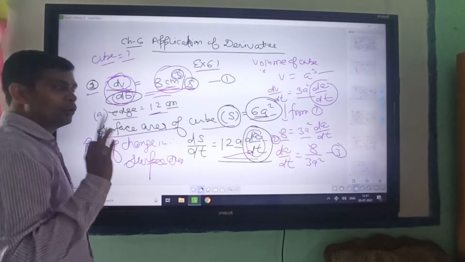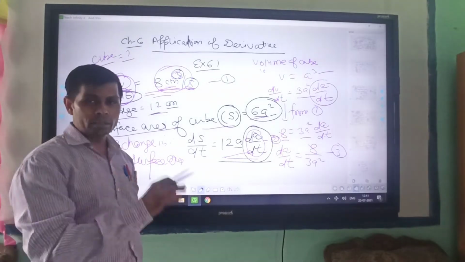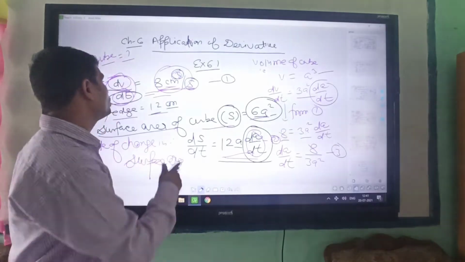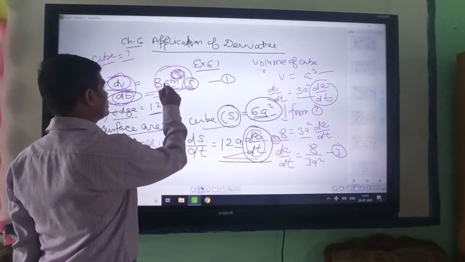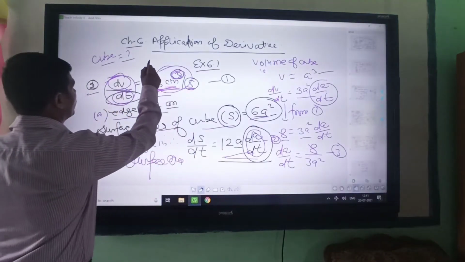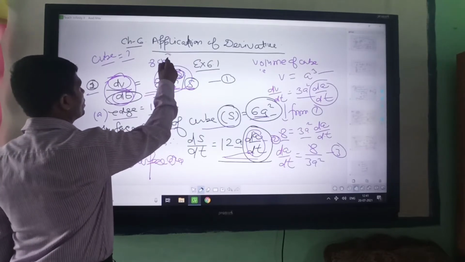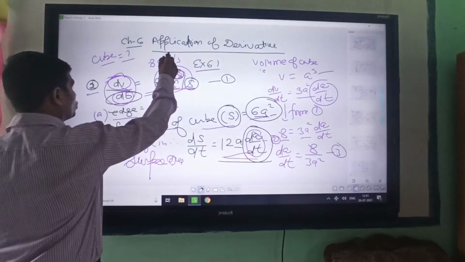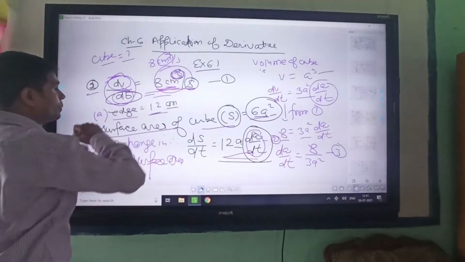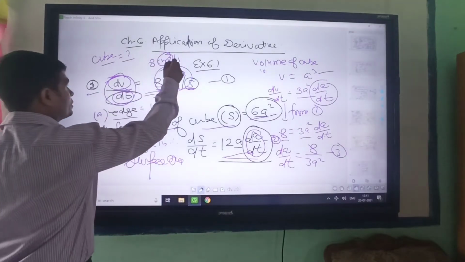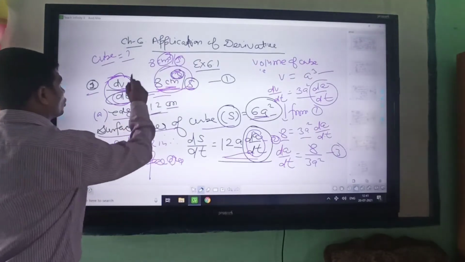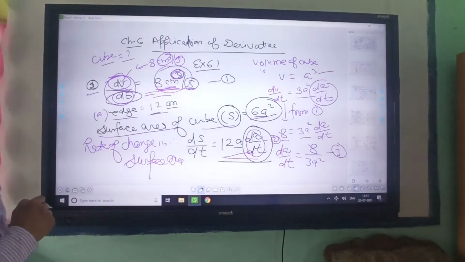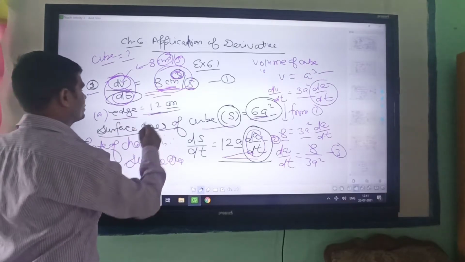Although volume is written in the question, if it is not mentioned and some confusion is there, you should see the units. What is the unit of this one? First of all, you should write down 8 cubic centimeter per second. Cubic centimeter is the unit of volume, everybody knows, and second is the unit of time, so obviously this will be dV by dt. Next, the edge is given to us, that is a equals 12 centimeter.